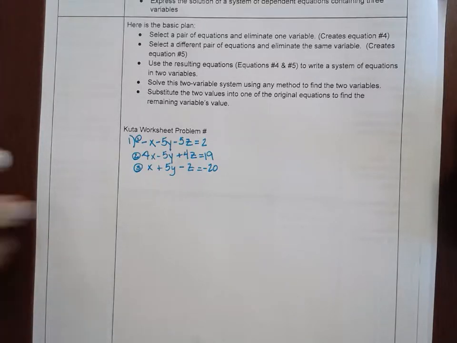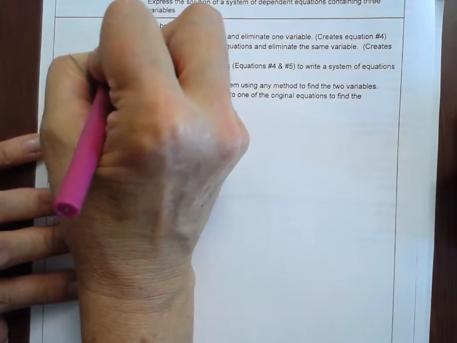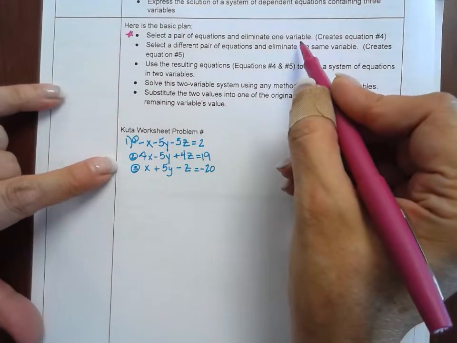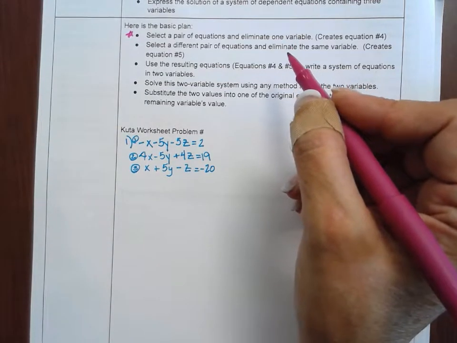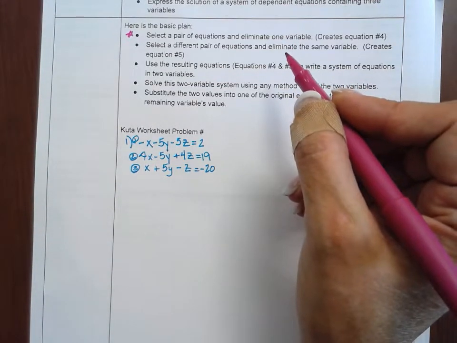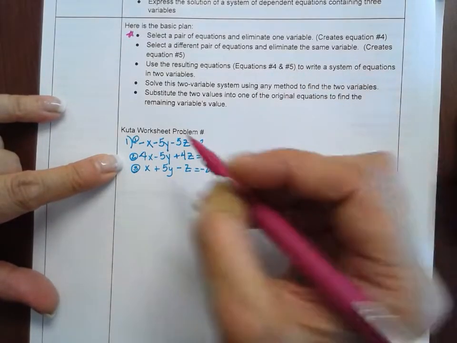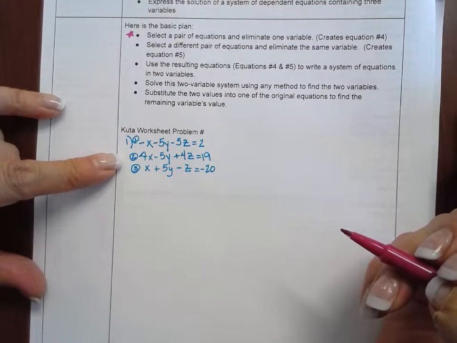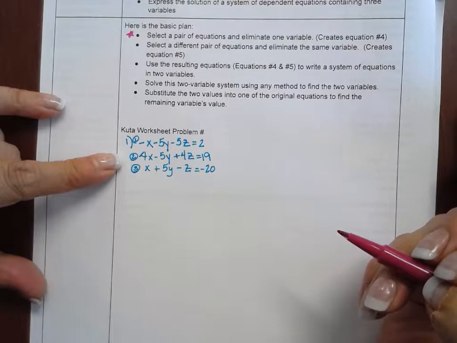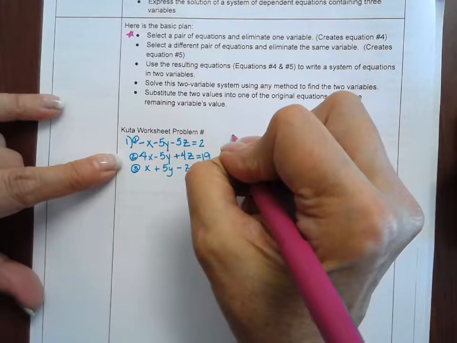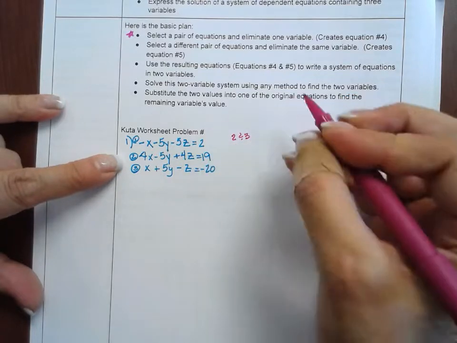Okay, so first step, I'm going to select a pair of equations and eliminate one variable. It doesn't matter which ones you select. 2 and 3. So you want to select 2 and 3? Why do you want to select 2 and 3? I like that, but why do I want to do that? You can cancel the lines out. It'll cancel the y. So we're going to use 2 and 3.